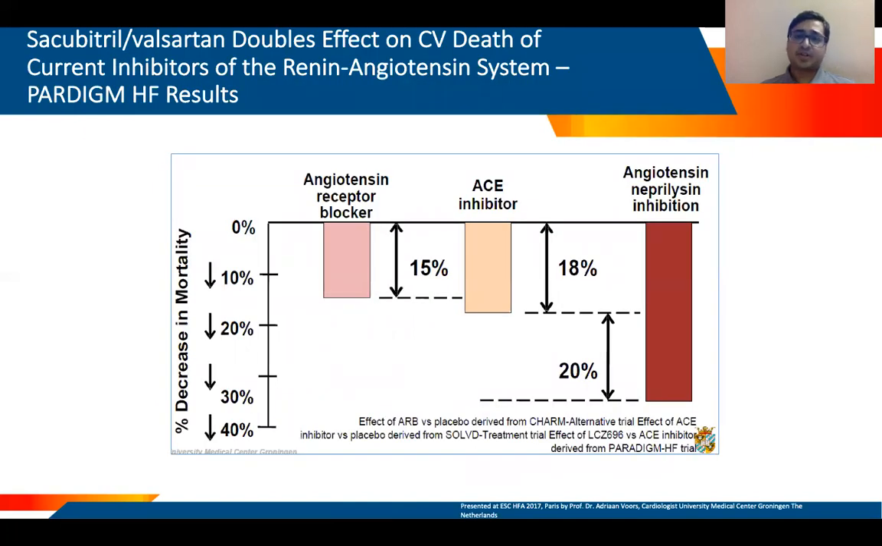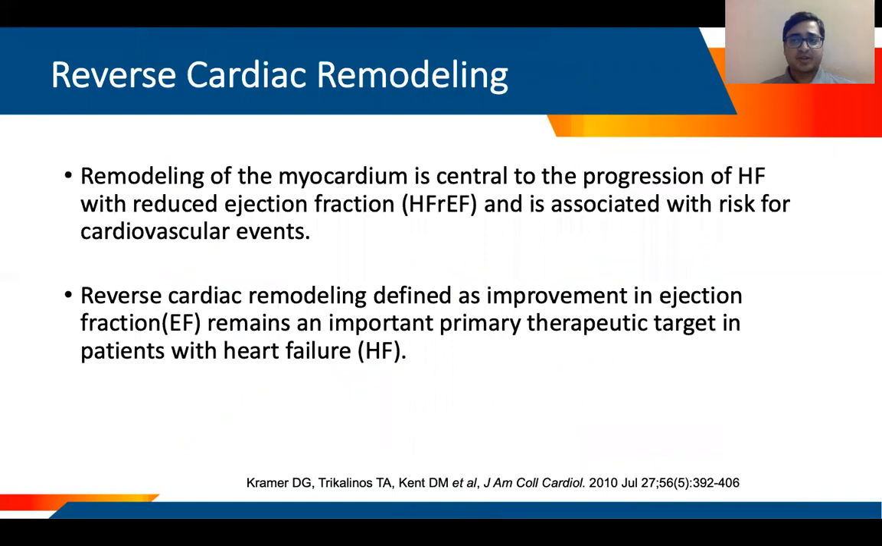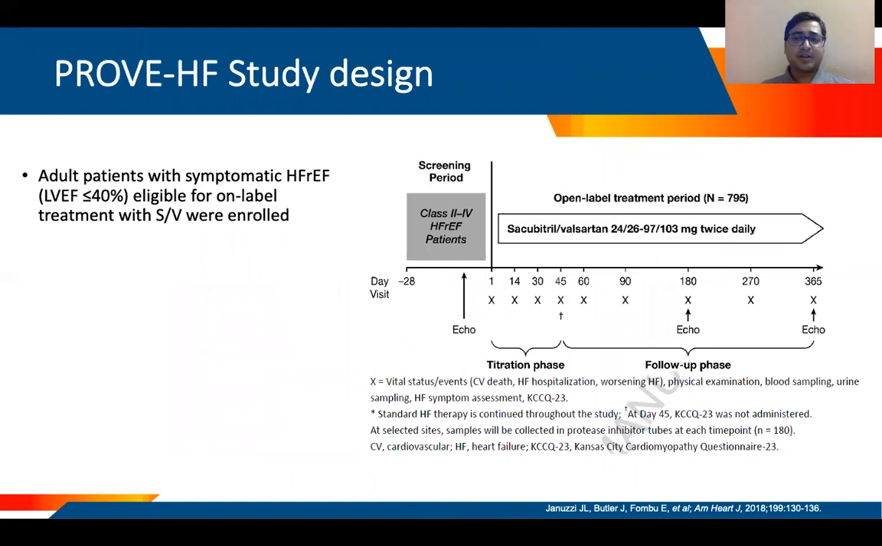Therefore, sacubitril valsartan has a significant effect on cardiovascular death, on improvement of morbidities, as well as prevention of heart failure hospitalization when patients are receiving this drug. So reverse cardiac remodeling is very important so that the patient does not go into this maladaptive process that ultimately increases their burden in terms of mortality and morbidity.